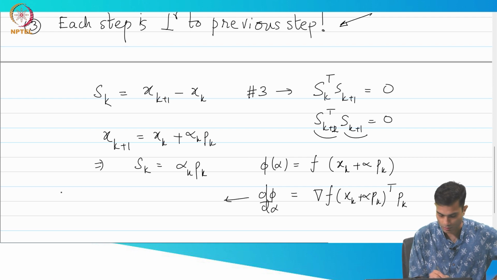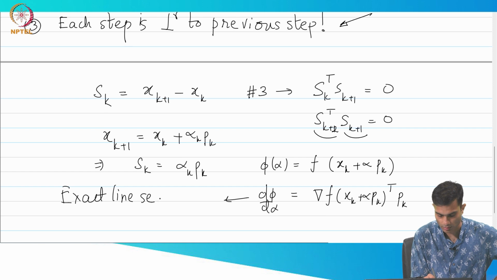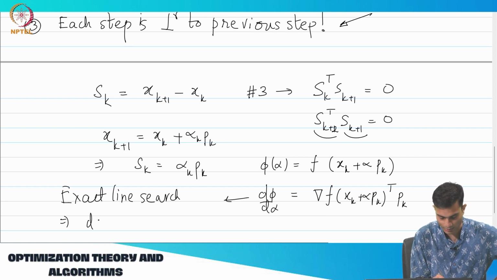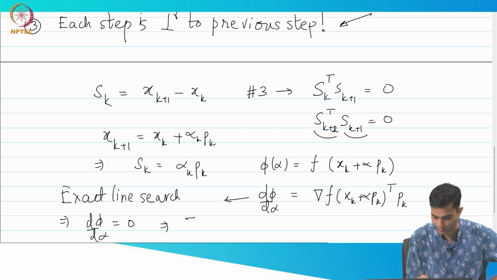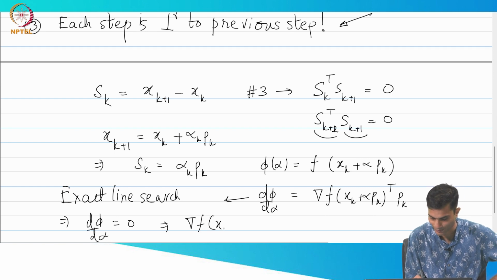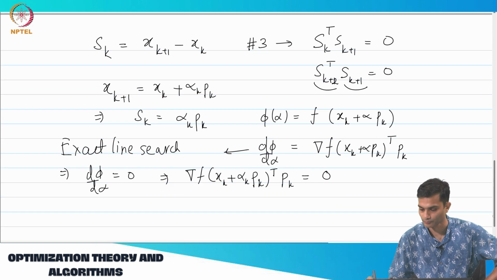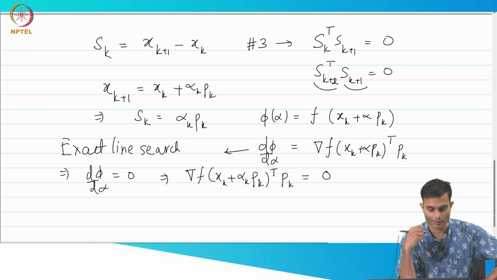So, exact line search implies that d phi by d alpha equals 0, which in turn implies that grad of f of xk plus, now I will put alpha k because it is that alpha k, transpose pk must be equal to 0. Agreed, right. So, can you see how we are almost there?